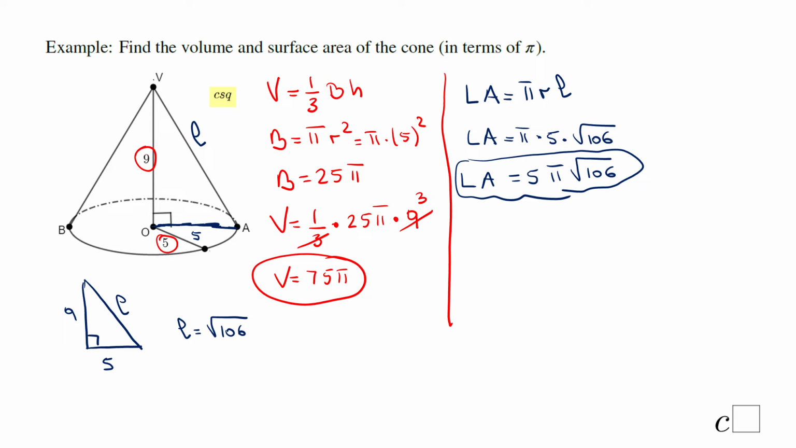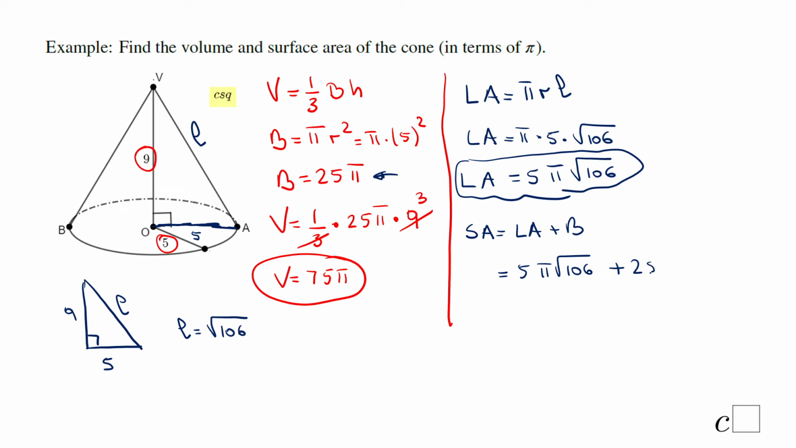What about the surface area? Very similar with what we did before. We have the lateral area plus 1 base. We have this 5 pi square root of 106, which we found out just a minute ago. And the area of the base, if you remember, we did it here, is 25 pi.